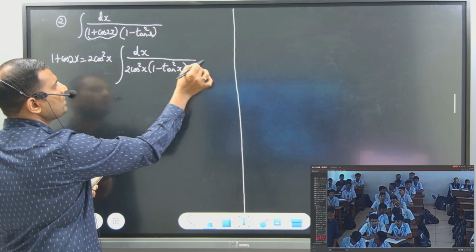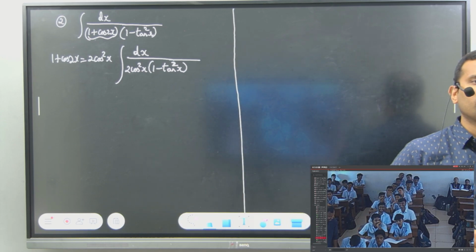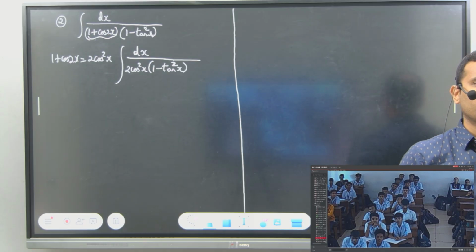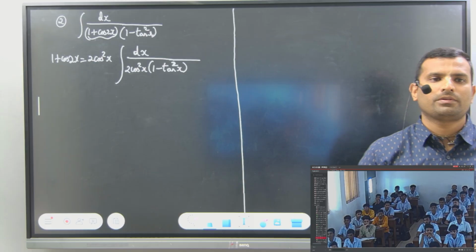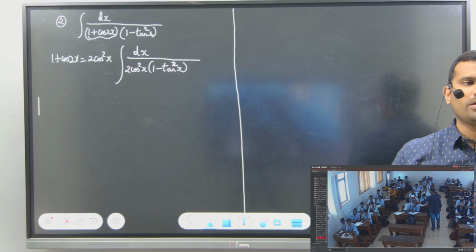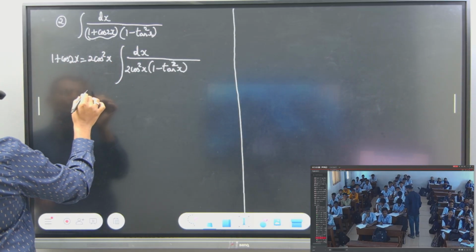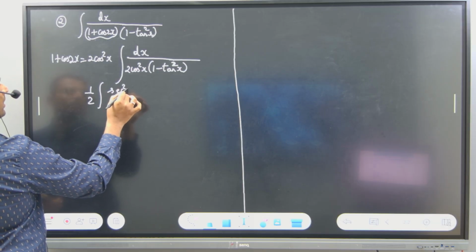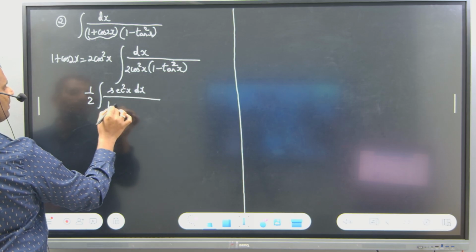Can anyone tell me what is the next step, students? What is the next step? What is 1 by cos square? Secant square. So I think now next step you can only tell half secant square x dx. 1 by cos square became secant square.